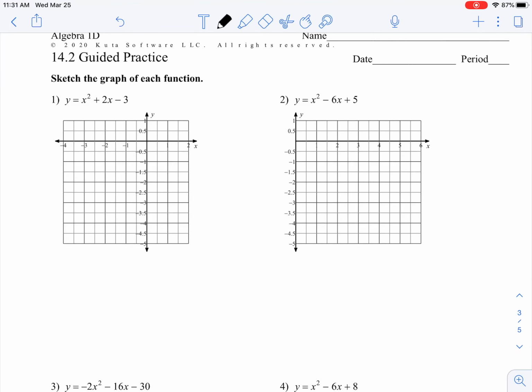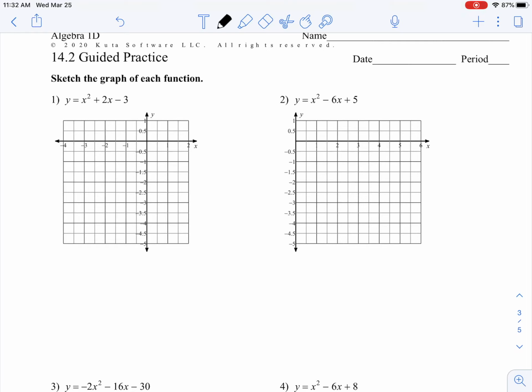All right, Basic Algebra D, here we are for 14.2. We are going to be taking what we learned about finding the vertex, both points of the vertex, from standard form, and we are going to now use those points to graph.